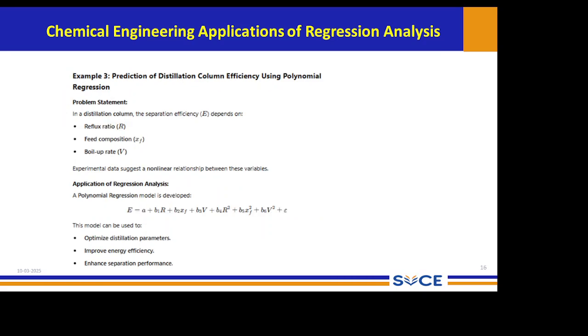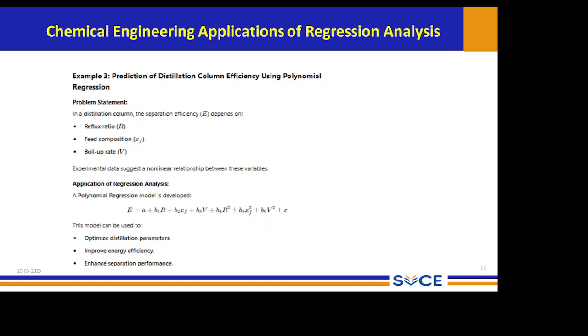Coming to the third example, a distillation column, where we are going to obtain a polynomial regression. Let's say in a distillation column, the separation efficiency depends on reflux ratio, feed composition, and boil up rate. So when you see here, R is the reflux ratio, XF is the feed composition, V is the boil up rate. Similarly, it has been extended to R square, XF square, and V square.